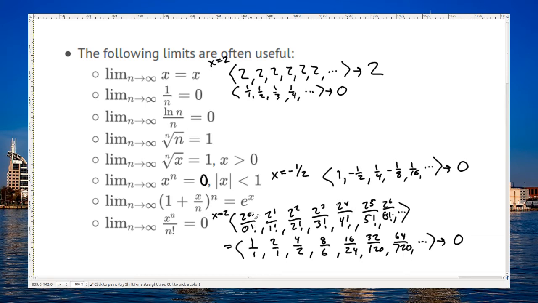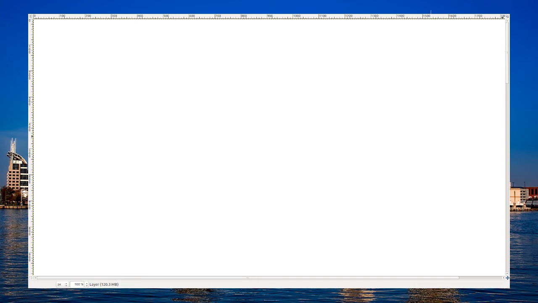So, there's a really quick explanation of why at least a few of these work. But if we have these limits at our disposal, we can use them to solve more complicated limits. Let's take a look at an example where we would do that.